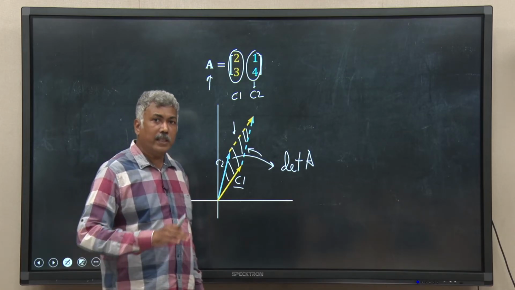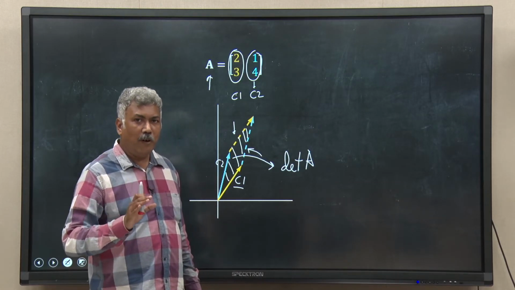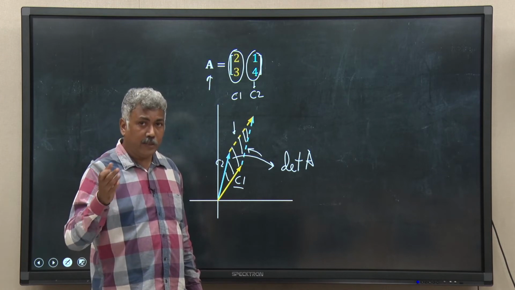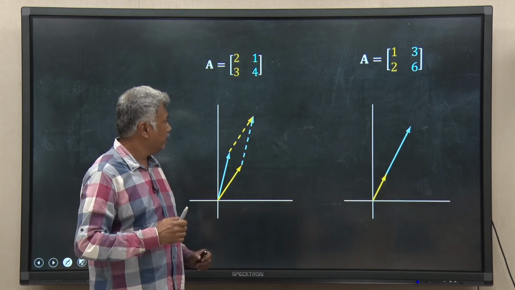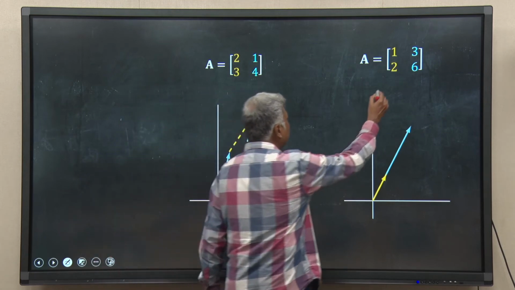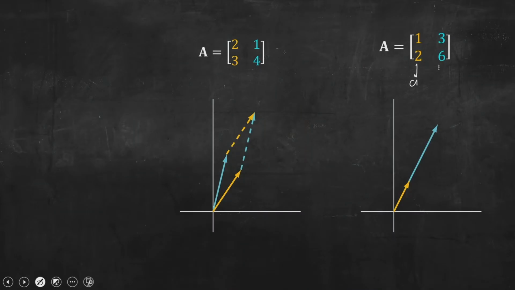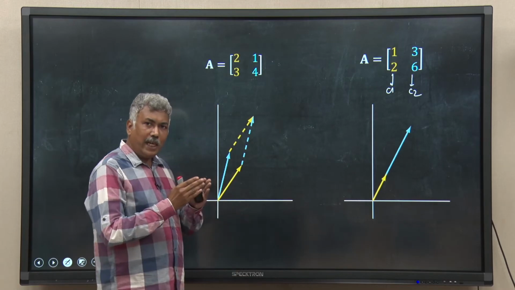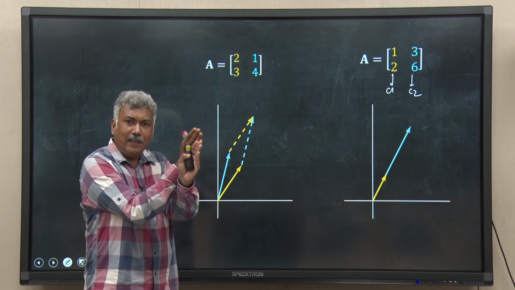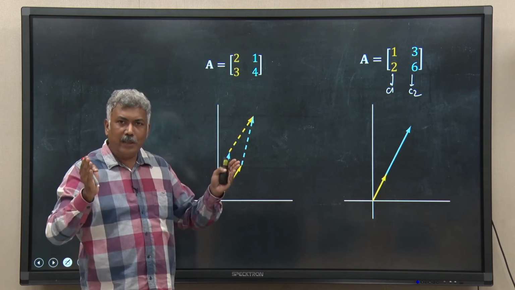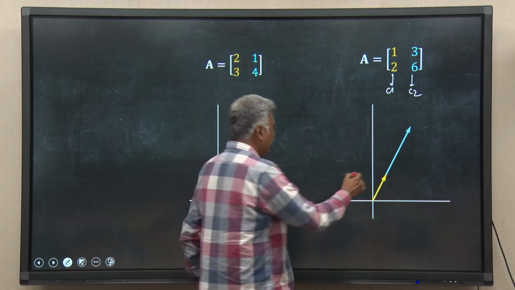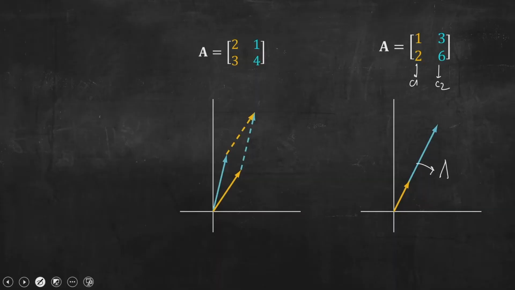Now, let me plot the parallelogram for the next matrix for which the determinant was 0. This one is C1, this one is C2, and as you can see, both these column vectors are on the same line. So, that means if I draw an imaginary parallelogram there, the area will be equal to 0. That is why the determinant of this matrix is also 0.